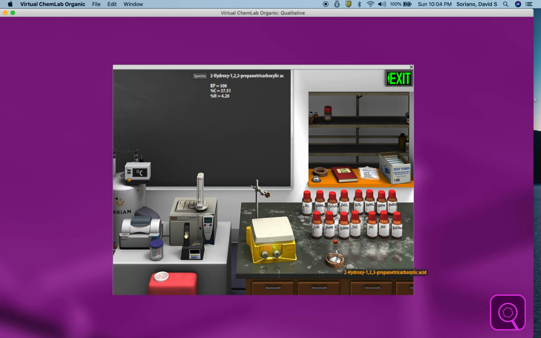And I'm surprised I'm not getting the melting point. Let me bring it over. There it is. You have to bring a sample tube over. 153. And if you look up, I think that's citric acid. 153 degrees is the melting point because it's a solid.